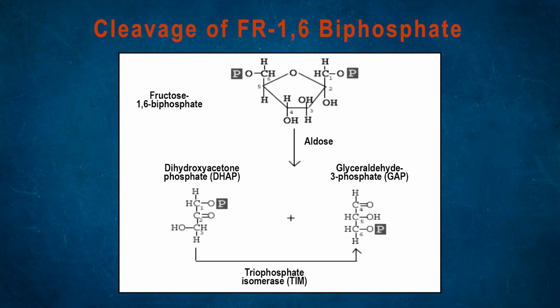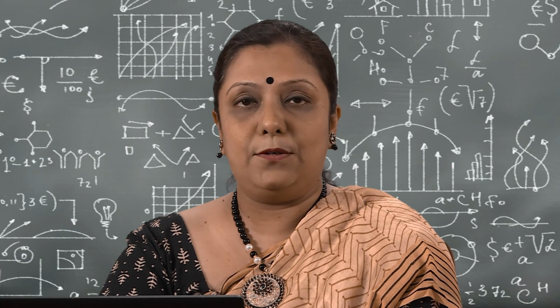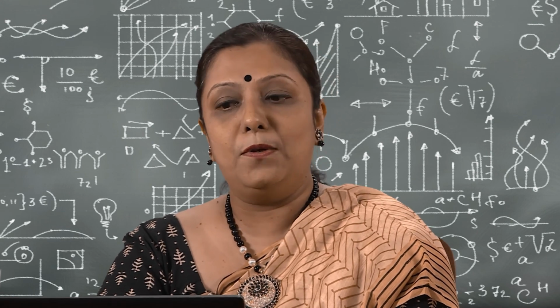Step 4 is the cleavage of fructose 1,6-biphosphate. Fructose 1,6-biphosphate splits into two 3-carbon sugars, dihydroxyacetone phosphate DHAP and glyceraldehyde 3-phosphate GAP. They are isomers of each other, but only glyceraldehyde 3-phosphate can directly continue through the next steps of glycolysis. Here the enzyme aldolase splits fructose 1,6-biphosphate and zinc is the cofactor. The net delta G0 is equal to 28 kilojoule per mole.